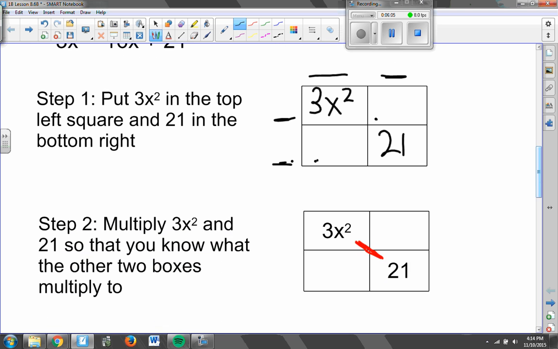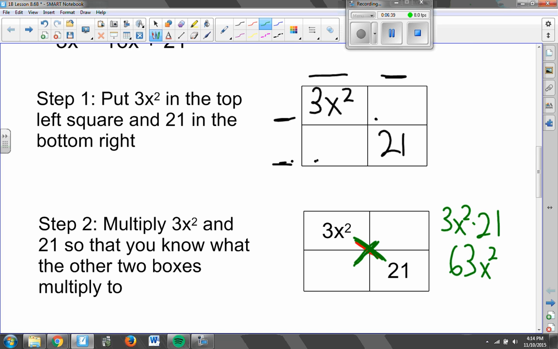Step 2, multiply 3x squared and 21 so that you know what the other two boxes multiply to equal. Why does that work? Because of our rule that the top left and bottom right boxes multiplied together has to equal the bottom left and top right boxes multiplied together. So, what is 3x squared times 21? That is 63x squared.